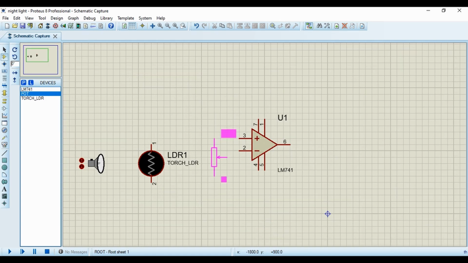After that, we are using a potentiometer. With the help of this potentiometer, we can adjust the sensitivity of the circuit. In other words, it allows us to decide how much sunlight intensity should decrease before the light turns on. This is useful because we can set the switching point according to our requirement. Then, we complete all the necessary connections of the circuit.